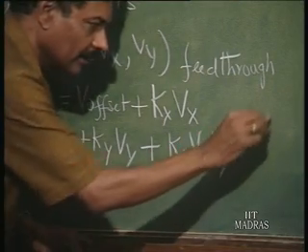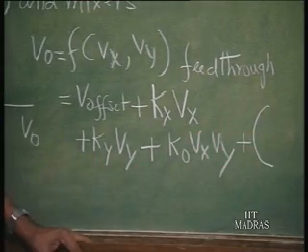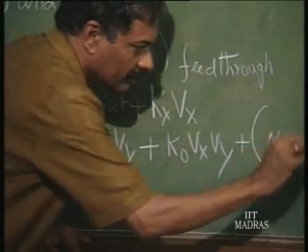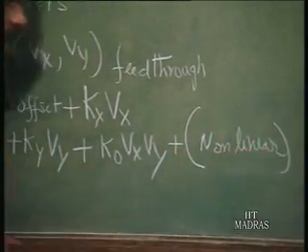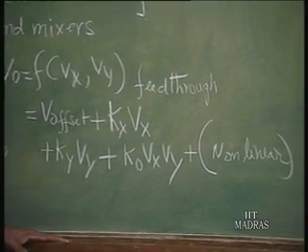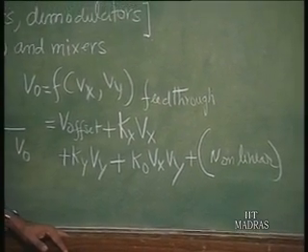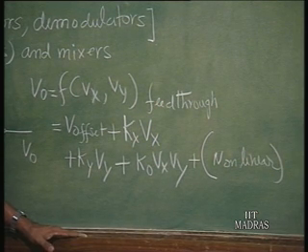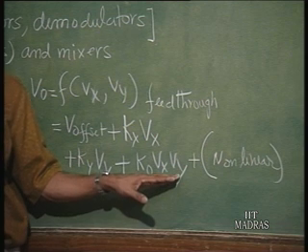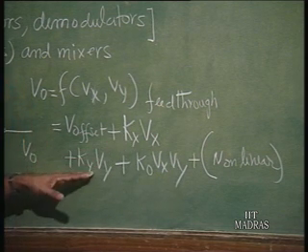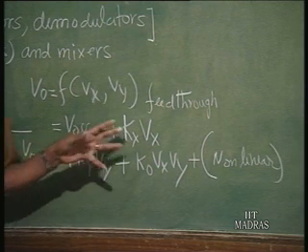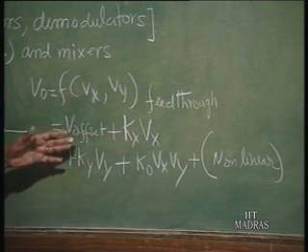Then terms which will be dependent upon Vx squared, Vy squared, Vx squared into Vy, Vy squared into Vx, these are all called nonlinear terms in multiplier. Further nonlinearity. Please understand that this itself is a nonlinearity which is being exploited here. These are the linear terms, these are independent of the input. So, in any nonlinear device, you can get all these terms.